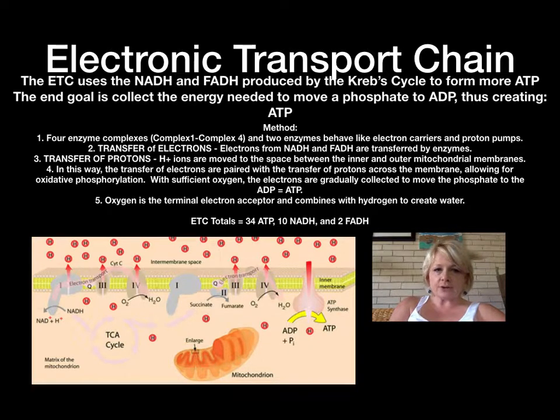In this way, the transfer of electrons is paired with the transfer of protons across the membrane, allowing for oxidative phosphorylation. With sufficient oxygen, the electrons are gradually collected to move the phosphate to the ADP, making ATP. Oxygen is the terminal electron acceptor and combines with hydrogen to create water. The electron transport chain totals are 34 ATP, 10 NADH, and 2 FADH.